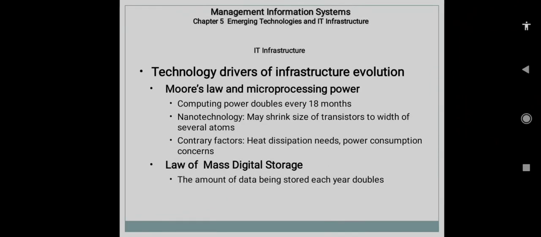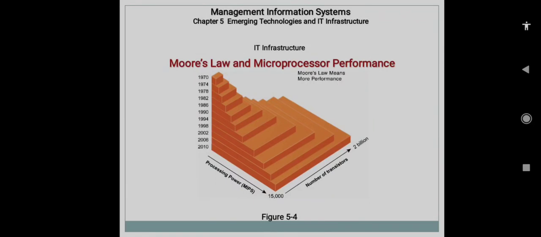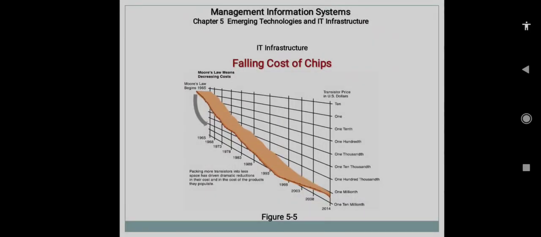Variants of Moore's law include the number of transistors on a chip doubles every 18 months, computing power doubles every 18 months, and the price of computing falls by half every 18 months. This figure shows that packing more transistors into a tiny microprocessor has exponentially increased processing power. This figure also shows that packing more transistors into less space has driven down transistor costs dramatically, as well as the cost of the products in which they are used.